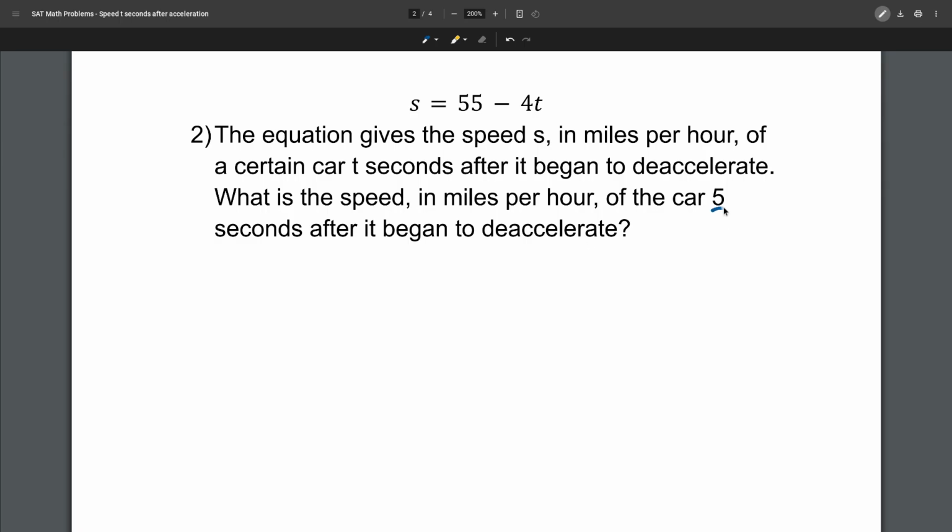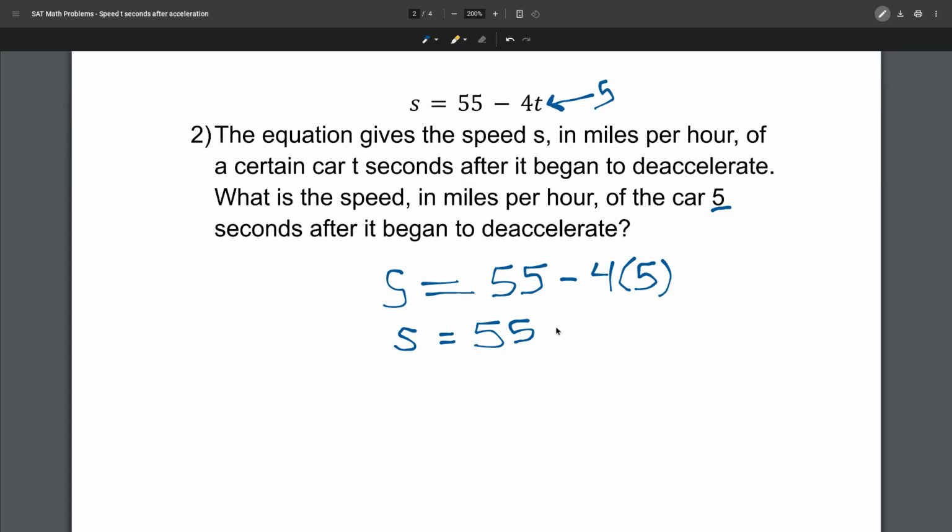Okay, so the time is 5, so that's going to go right there. We're going to put 5 where t is. So we're going to say the speed equals 55 minus 4 times the time, 5. So our speed equals 55 minus 20. 55 minus 20 is 35. So our speed 5 seconds after the car began to deaccelerate is 35 miles per hour.